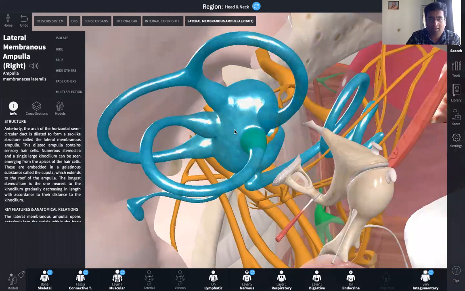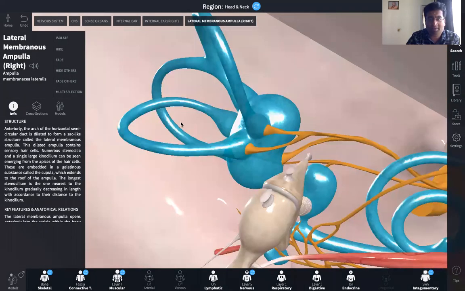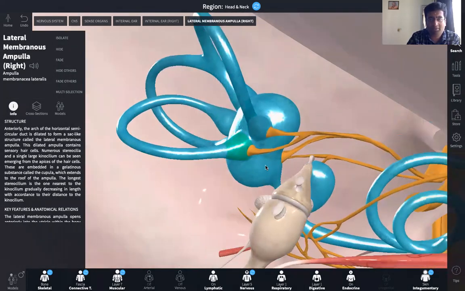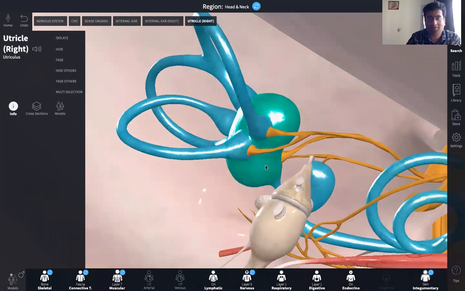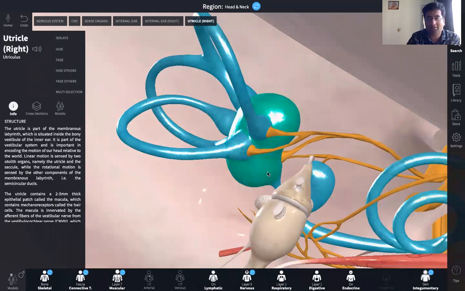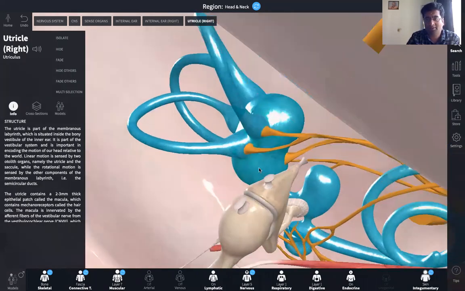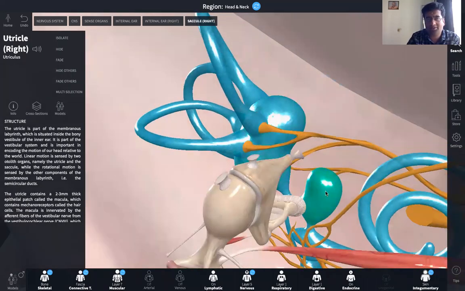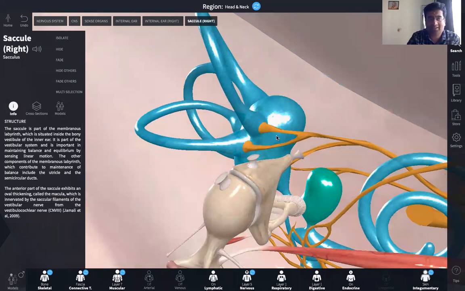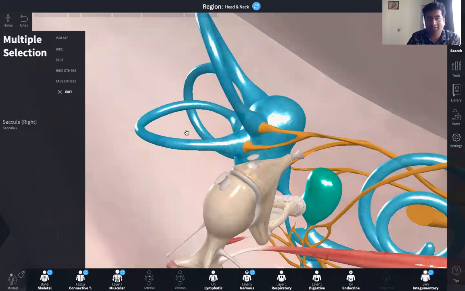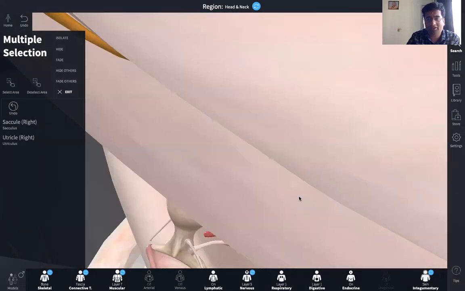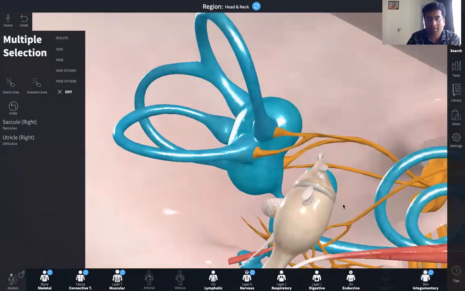Now, coming to the next part of the inner ear, that is the utricle and the sacculus. Here, this region to which the swollen knobs of the semicircular canals are attached is called the utriculus. This utriculus along with the sacculus is present in this region here. So the utriculus and the sacculus together help in maintaining our static balance. Static balance means when your body is at rest. There will be sensory hair cells even in the utriculus and the sacculus, which will help in detecting any changes in your body position while you are at rest.